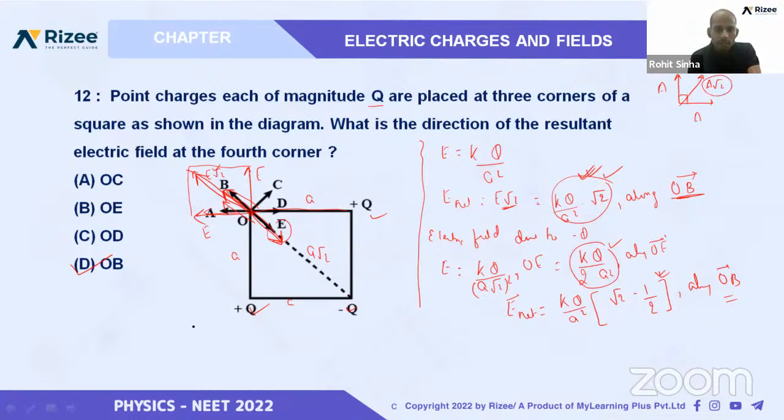Here you can see there are two vectors. One vector this side, one vector this side, and they are at 90 degrees. So we can write here the resultant will be E root 2.